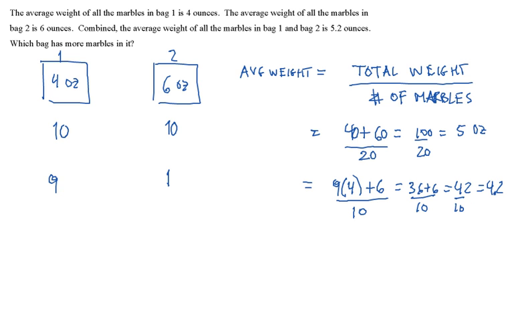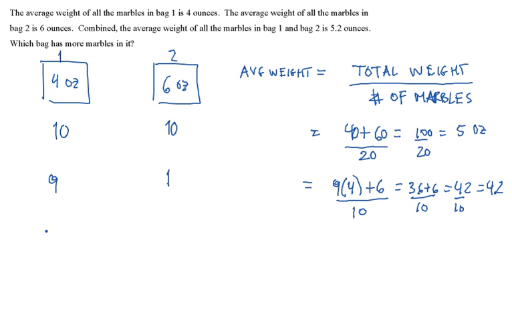So, if there's 9 marbles in bag 1 and 1 marble in bag 2, the average weight is now 4.2 ounces. In general, if there's more of the lighter marbles, so if there's more marbles in bag 1, which has a smaller average weight, the average of all the marbles in bags 1 and 2 will be less than 5 ounces, no matter what numbers we pick, as long as there's more in bag 1.